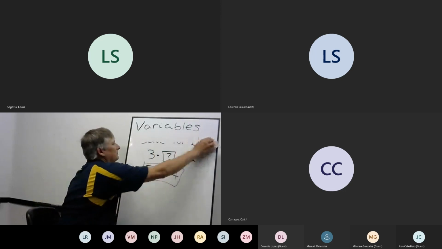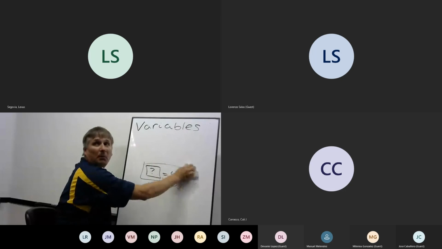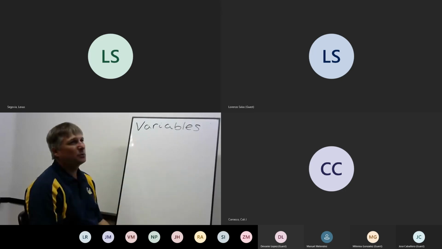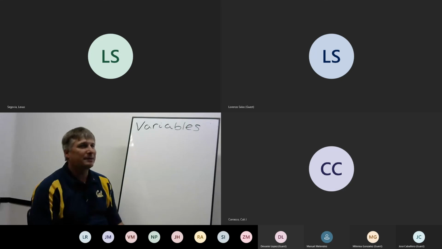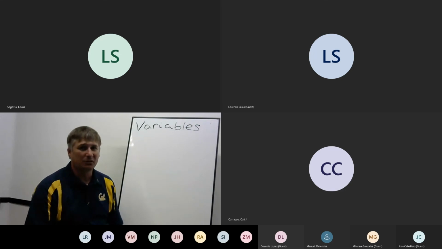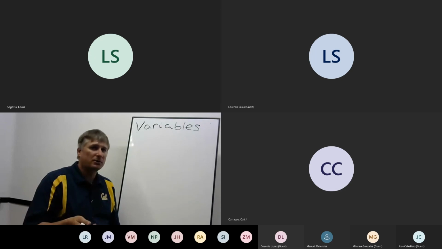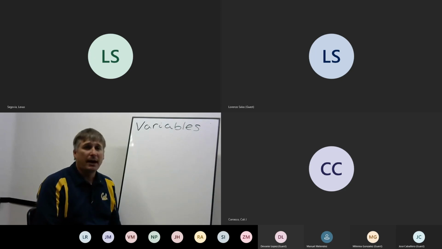Now, for various reasons, and I don't know exactly why, I have a speculation as to why, instead of using a box with a question mark to represent an unknown number, we use X.